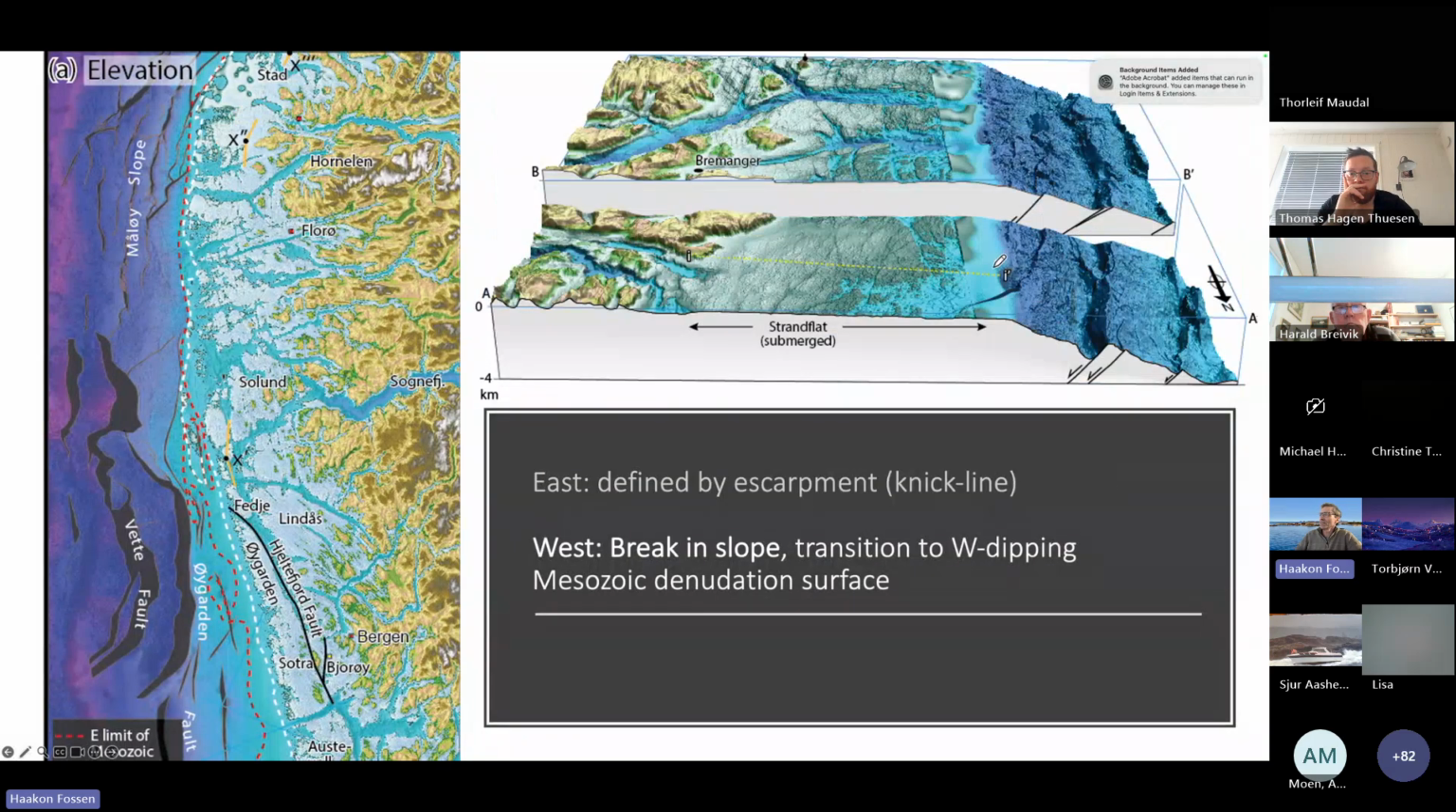In the west, and this is a topographic model, so there's the escarpment in the east, the cliff. There's the strandflat. And then in the west, as we get far enough offshore, we start to see a west dipping surface. The top basement is west dipping, and it's a fairly sudden break between the horizontal, sub-horizontal strandflat and the west dipping top basement offshore. So that's characteristic.